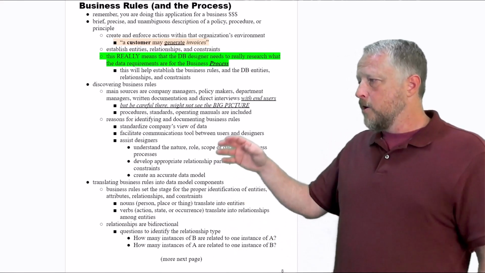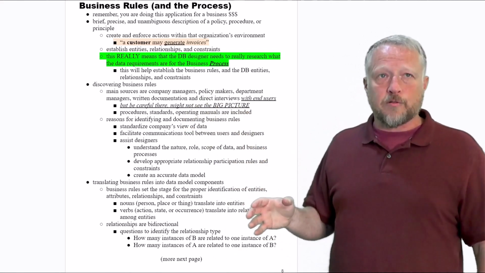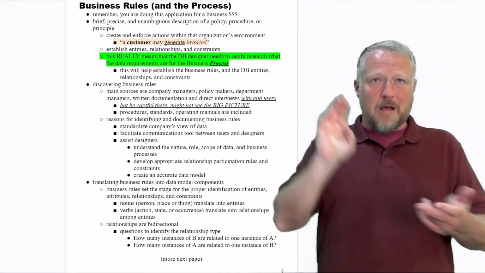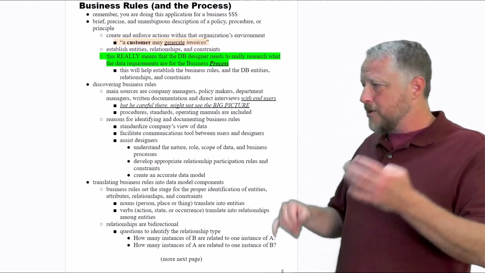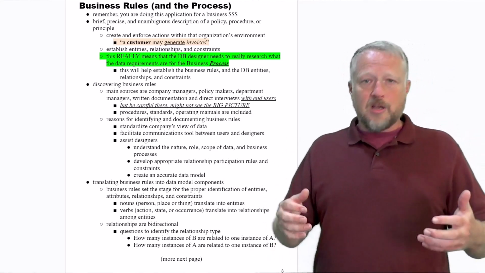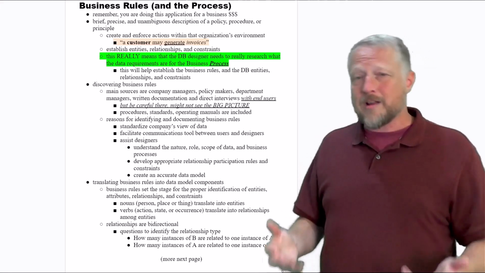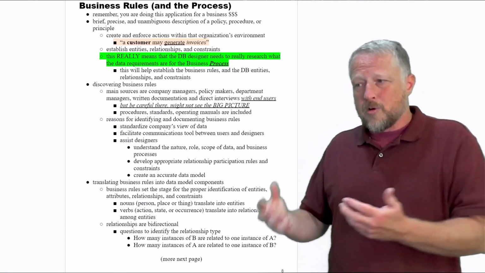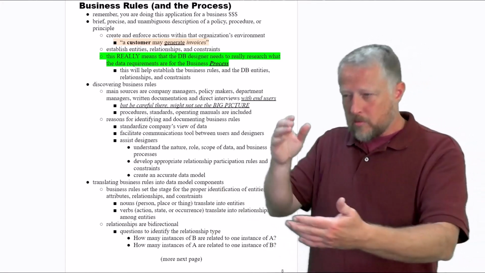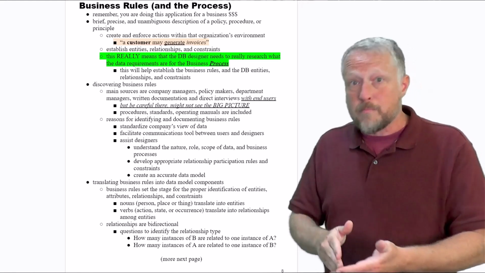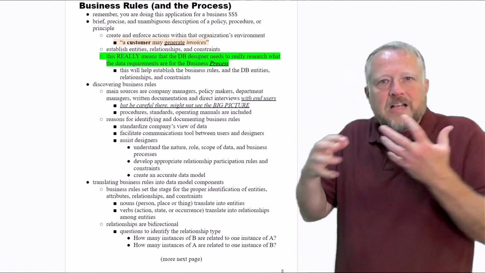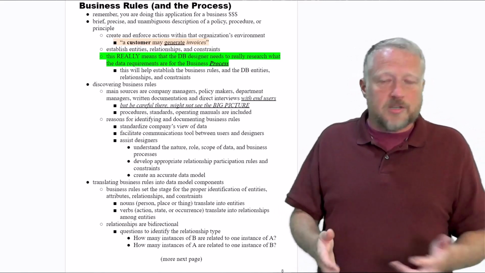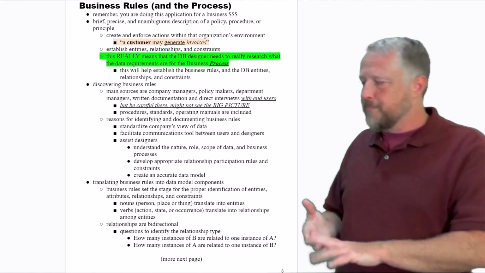Now, we get to talk about discovering the different rules. The main resources that you're going to get this from are managers, policymakers, department managers, written documentation, and yeah, direct interviews. Frankly, that was one of my best parts. I loved working with people and seeing the process that they were doing. So I really walked around with people and said, okay, they're doing this, they're doing this, they're doing this. Man, this could be done a lot easier. That's part of the process of building it, the discovery process of the business rules and plan.